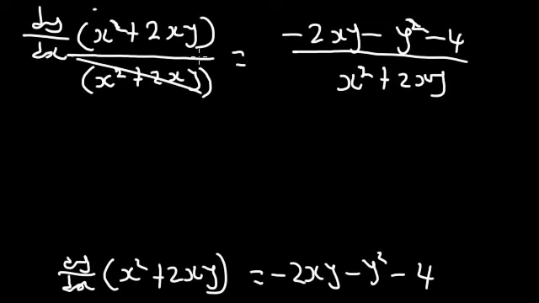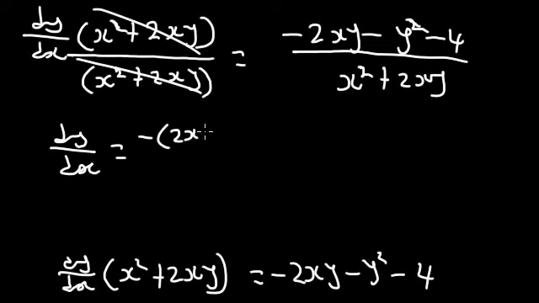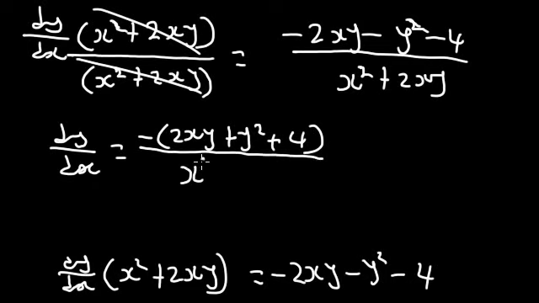Perfect. Now this cancels out and we have dy/dx left over to be equal to, so instead I can factor out minus signs. It is common: minus 2x plus y squared plus 4, entirely divided by x squared plus 2xy. And that will be our final answer to this problem. On to example number 3.